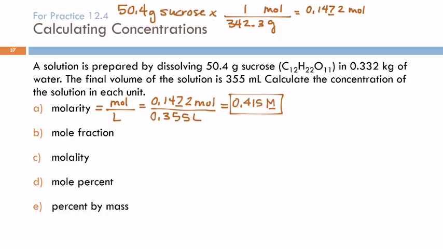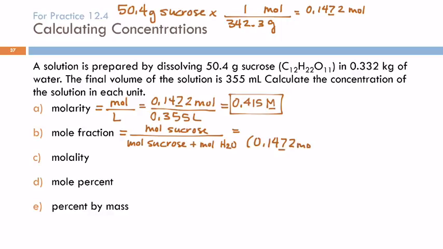How would we do mole fraction? What does mole fraction mean? The moles, in this case of sucrose, divided by the solute and the solvent. So the moles of sucrose plus the moles of water. That's the mole fraction. Well, we already have one of these numbers, the moles of sucrose. So I've got 0.1472 moles. And I've got 0.1472 moles up here.